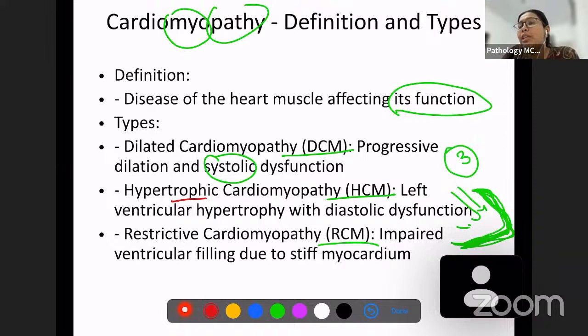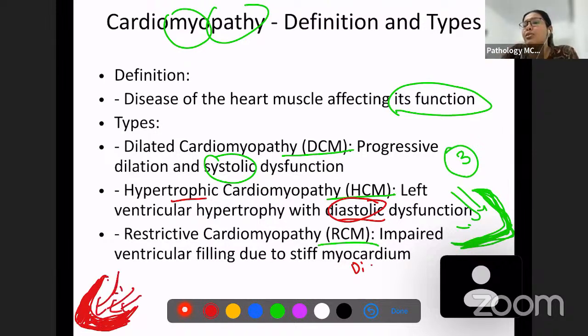Now, hypertrophic cardiomyopathy is because of diastolic dysfunction. Restrictive cardiomyopathy is also due to diastolic dysfunction, because something is restricting the heart from dilating. Systole is normal, the heart is able to contract properly, but because of fibrosis or deposition of any material from the outside like amyloid, the heart is not able to dilate. So there is restriction in dilation. So this is a diastolic dysfunction, in both hypertrophic and restrictive cardiomyopathy.